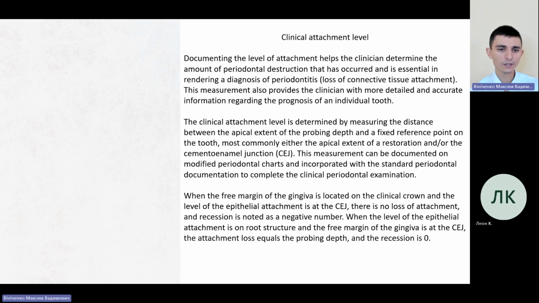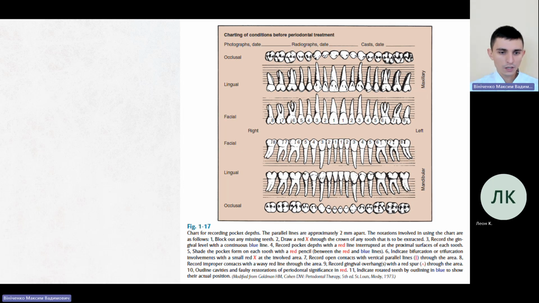This measurement can be documented on modified periodontal charts and incorporated with the standard periodontal documentation to complete the clinical periodontal examination. When the free margin of the gingiva is located on the clinical crown and the level of the epithelial attachment is at the CEJ, there is no loss of attachment, and recession is noted as a negative number. When the level of the epithelial attachment is on the root structure and the free margin of the gingiva is at the CEJ, attachment loss equals the probing depth and the recession is 0. Here you can see a chart.